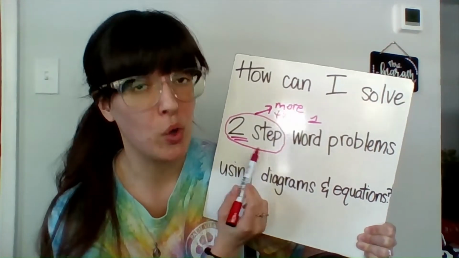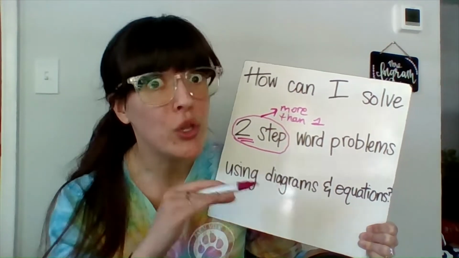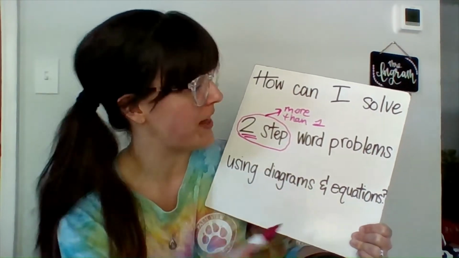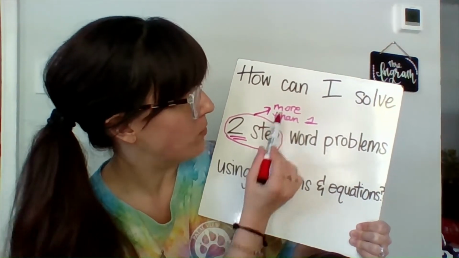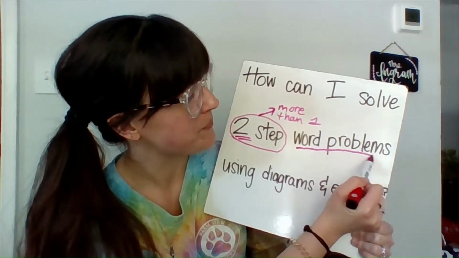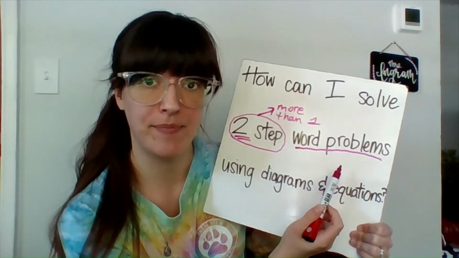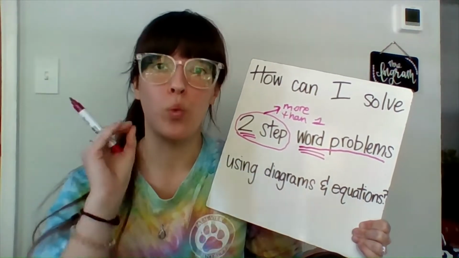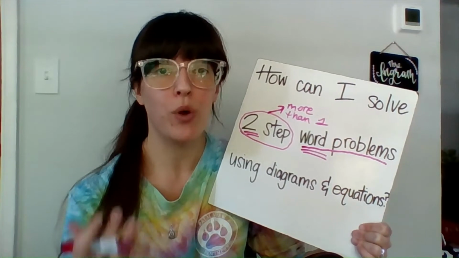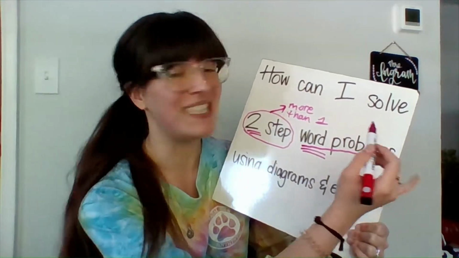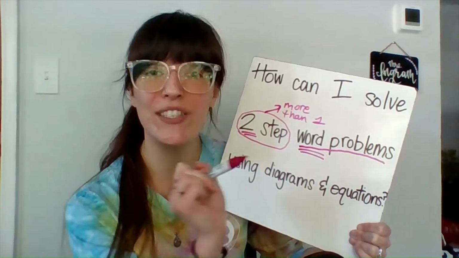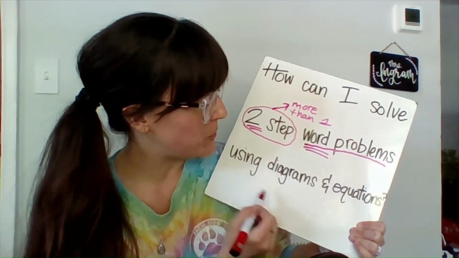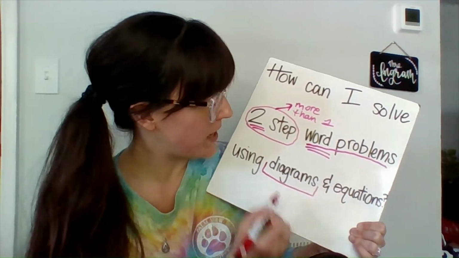Now that means, friends, if you are only doing one step, you're only doing part of the problem and your answer is most likely going to be incorrect. So you've got to watch out for that. Now, how can I solve two-step, so more than one step, word problems? What does that give us a clue about? If it is a word problem, that means the words are going to tell us what we need to do. We're going to have to pay close attention and be detectives to look for the clues for how we solve the problem. So we are going to be solving two-step word problems using diagrams and equations.